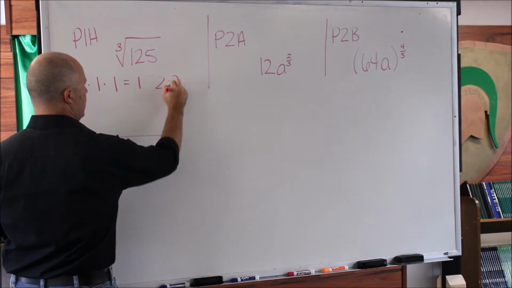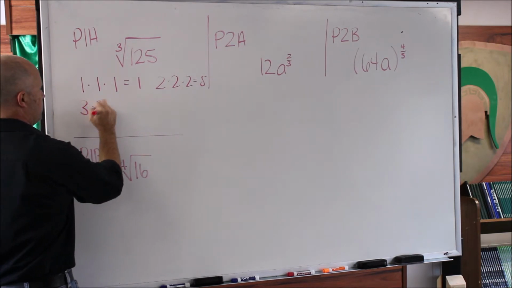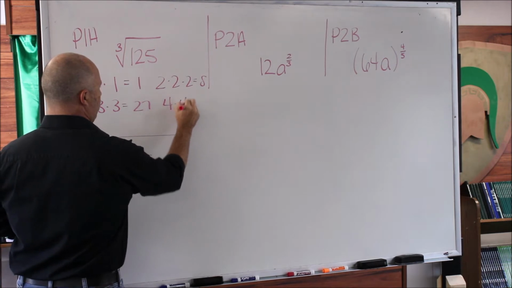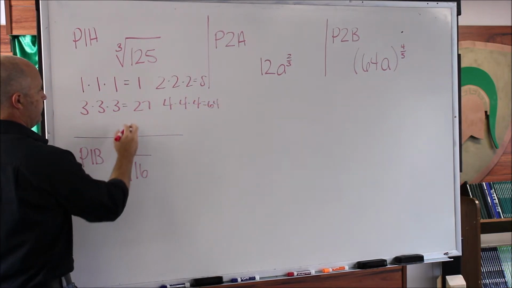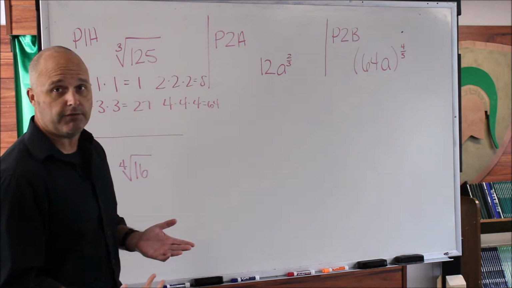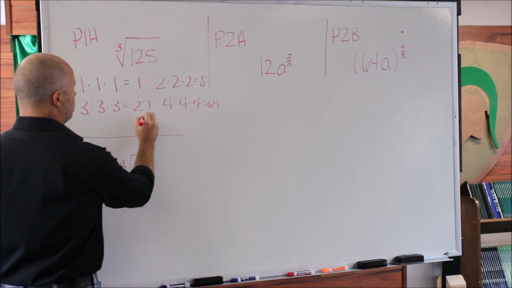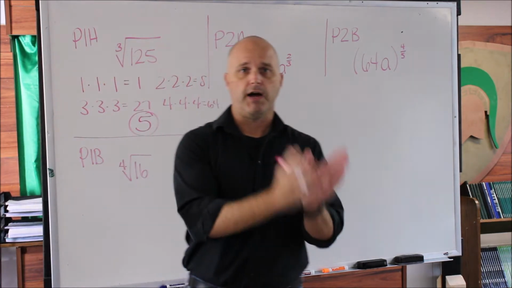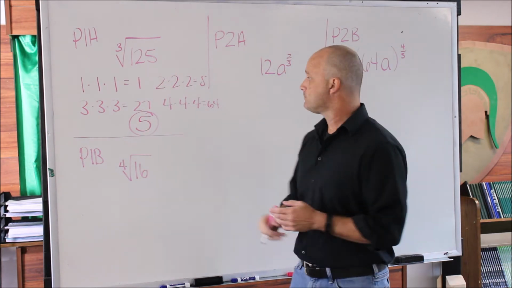We could say 2 times 2 times 2 is equal to 8. 3 times 3 times 3 is equal to 27. 4 times 4 times 4 is equal to 64. But then you get to 5, which is going to be 5 times 5 is 25, times another 5 is going to be 125. So the solution to this problem is going to be 5, because when you do 5 times 5 times 5, you get the radicand of 125.